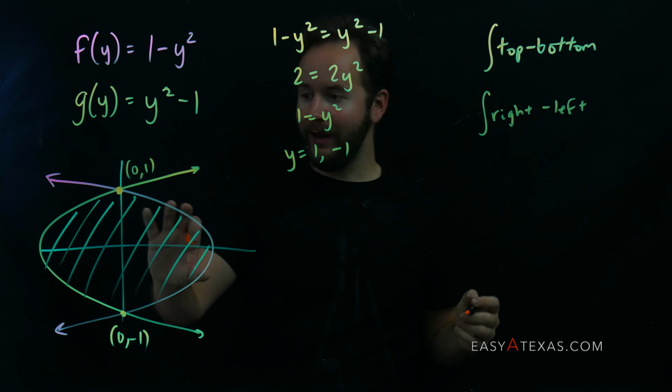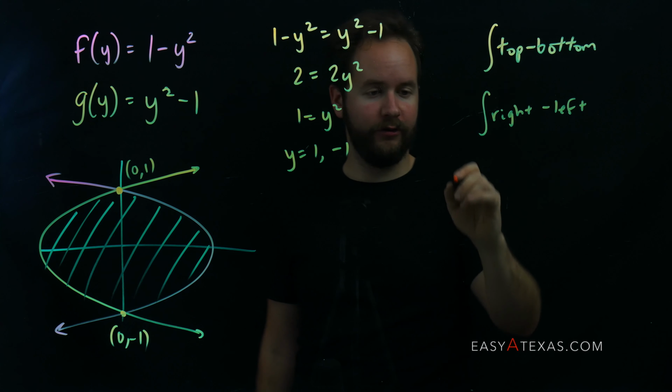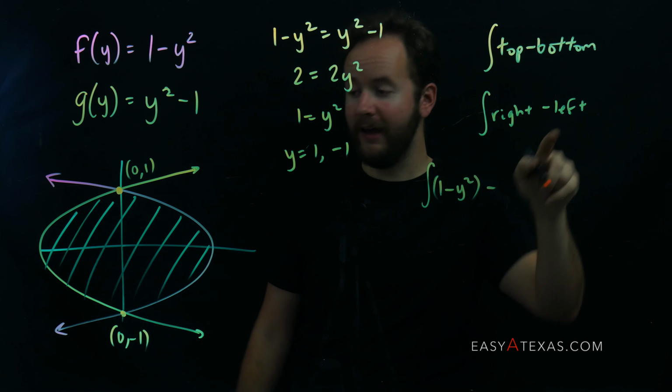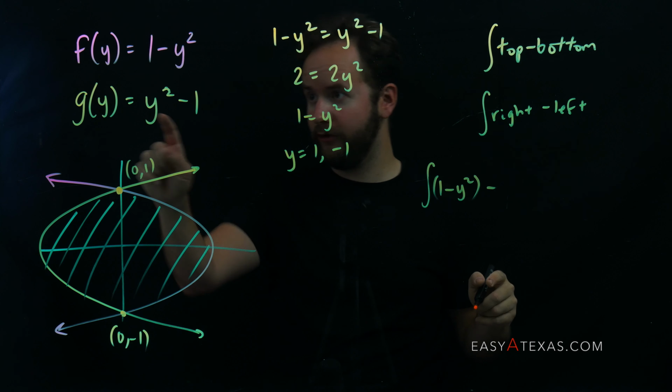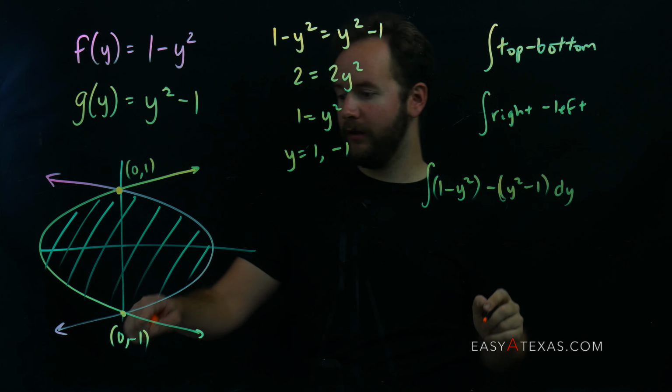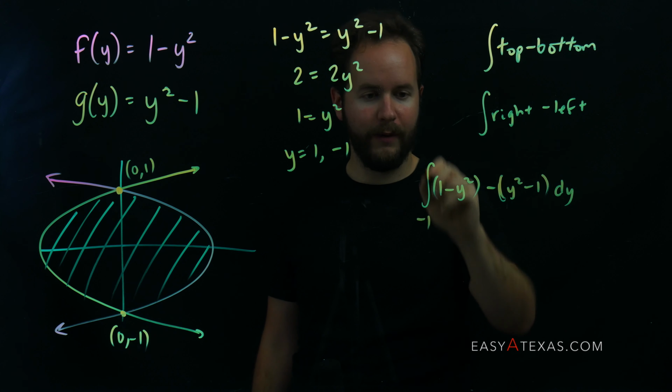Now, the function on the right here is this pink function, 1 minus y squared. So we're going to say the integral of 1 minus y squared minus the function that's on the left. In this case, the function on the left is this orange function, y squared minus 1. Don't forget, we're going to do this over the bounds we found a minute ago, from negative 1 to 1. Those are our bounds for y.